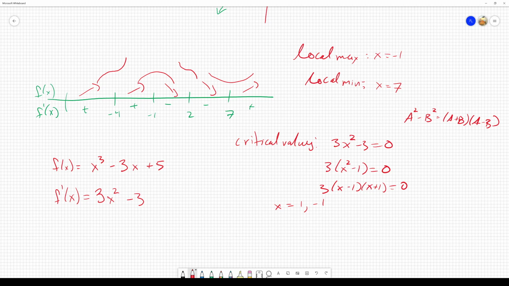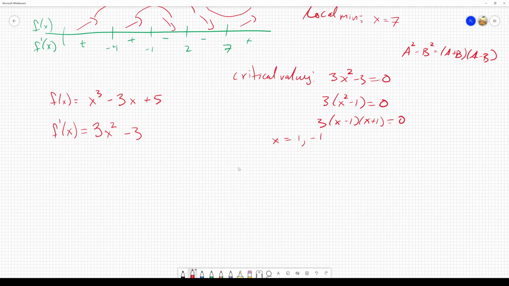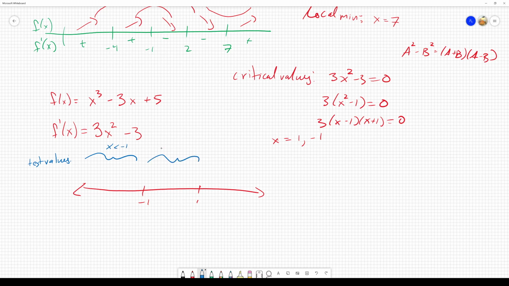All right. So now what I'm going to do is draw a number line. Negative 1 goes here, 1 goes here. So now I'm going to come up with what I call test values. So I'm looking for a number. This section of the number line corresponds to all values of x less than negative 1. This chunk corresponds to values between negative 1 and 1. And this chunk corresponds to values larger than 1.